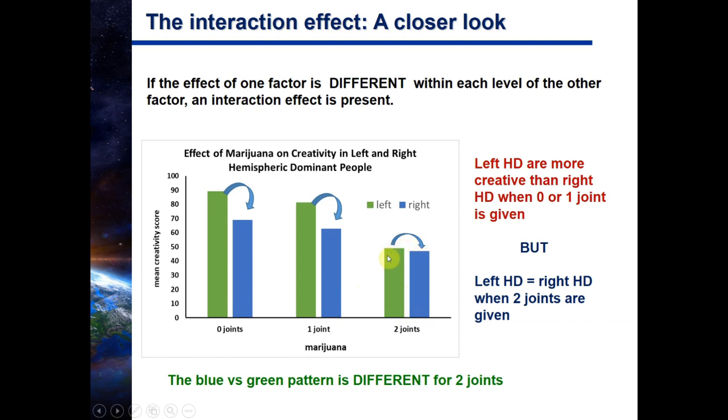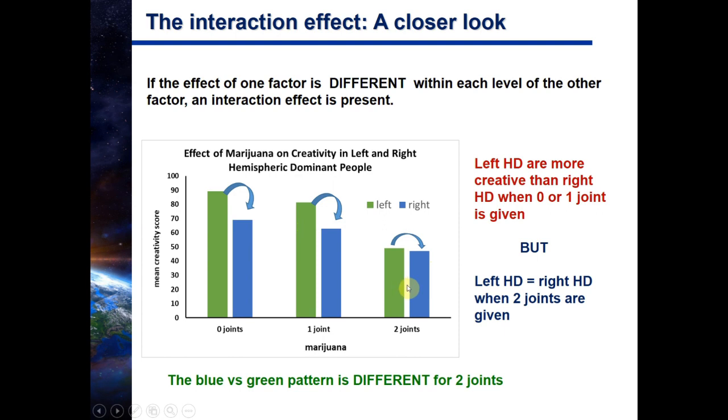Now we do see something different that we didn't see here or here. When you get to 2 joints, the difference between left and right pretty much disappears. So we say there's been a pattern change, right? From here to here, 0 to 1, the pattern was roughly the same. About a 15 to 20 point increase favoring the left group, about a 15 to 20 point increase, again, favoring the left group. So there's no pattern change. But when we get here, there is a pattern change.